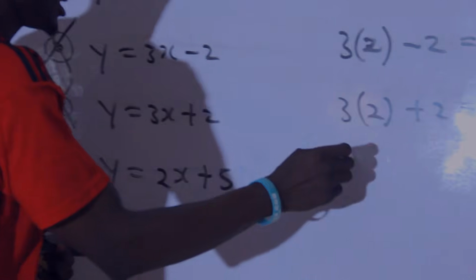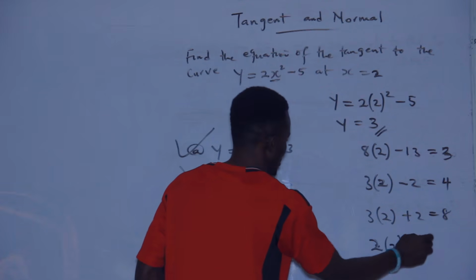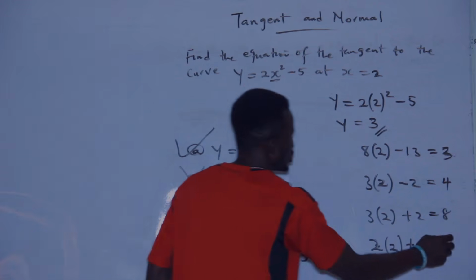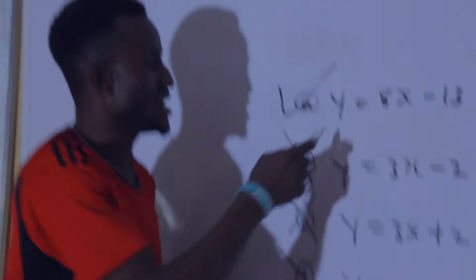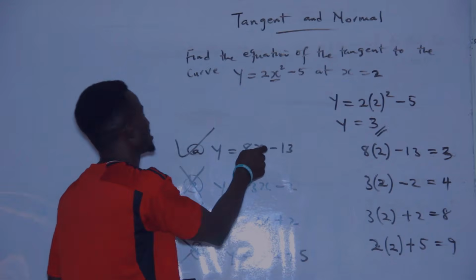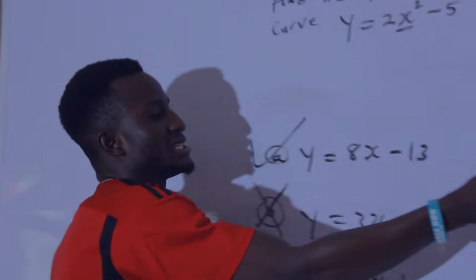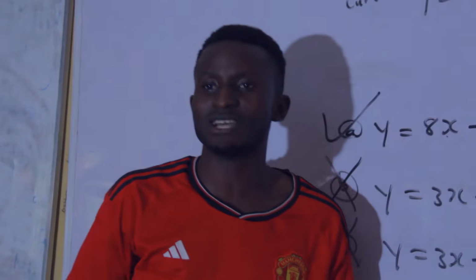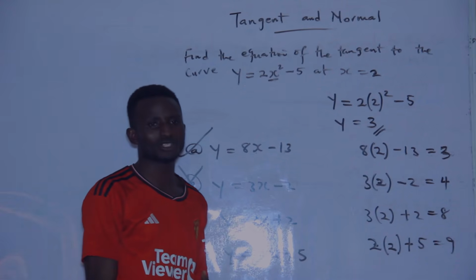Let's take option D. We have 2 into bracket 2 plus 5. We have 2 times 2, that's 4, plus 5, that's equal to 9. Can you see that they are not equal? The only equal value here is option A, in which we insert the value of x and it gives us y equals 3, the same as the question given to us. I believe with this method, you'll be able to simplify the equation of the tangent and the equation of the normal.